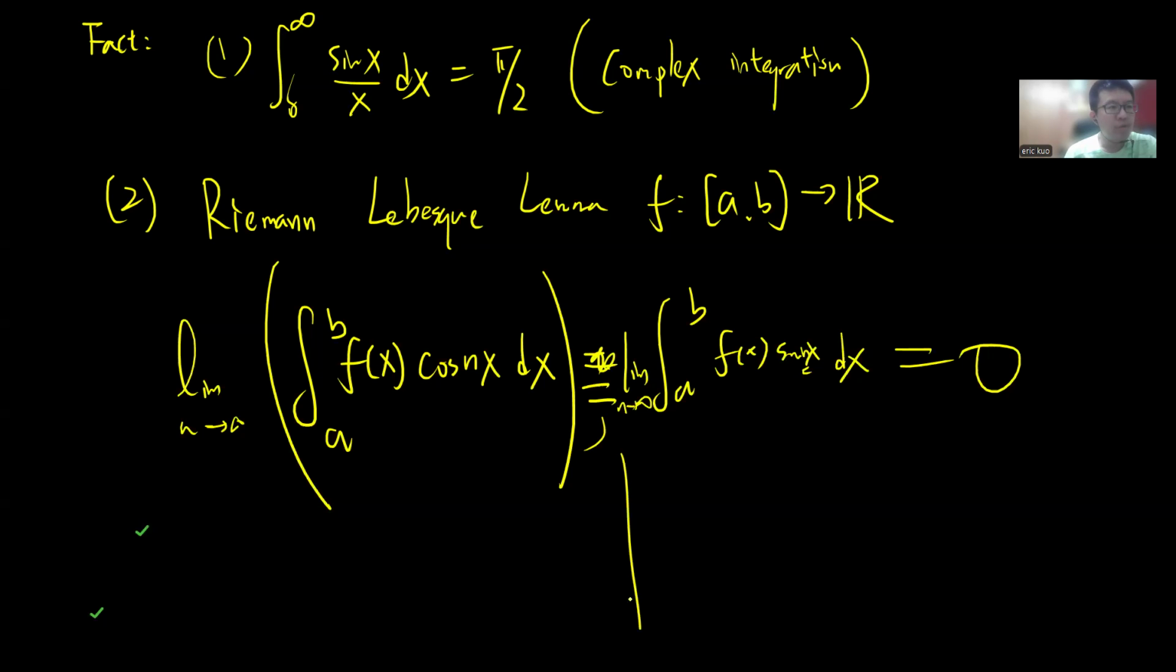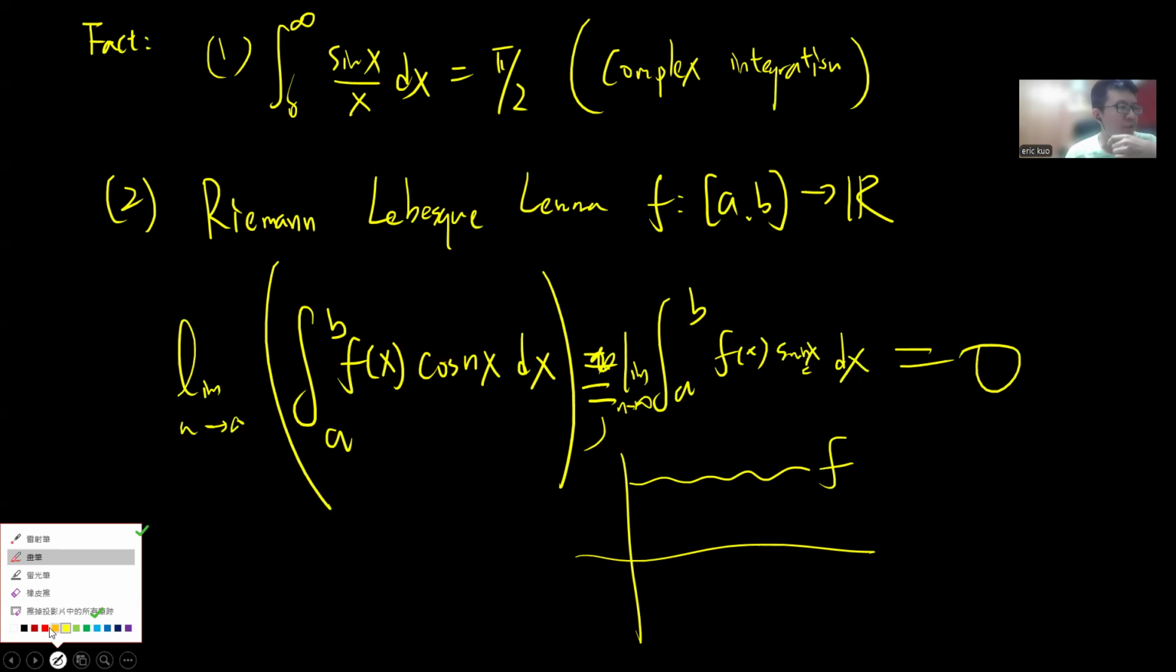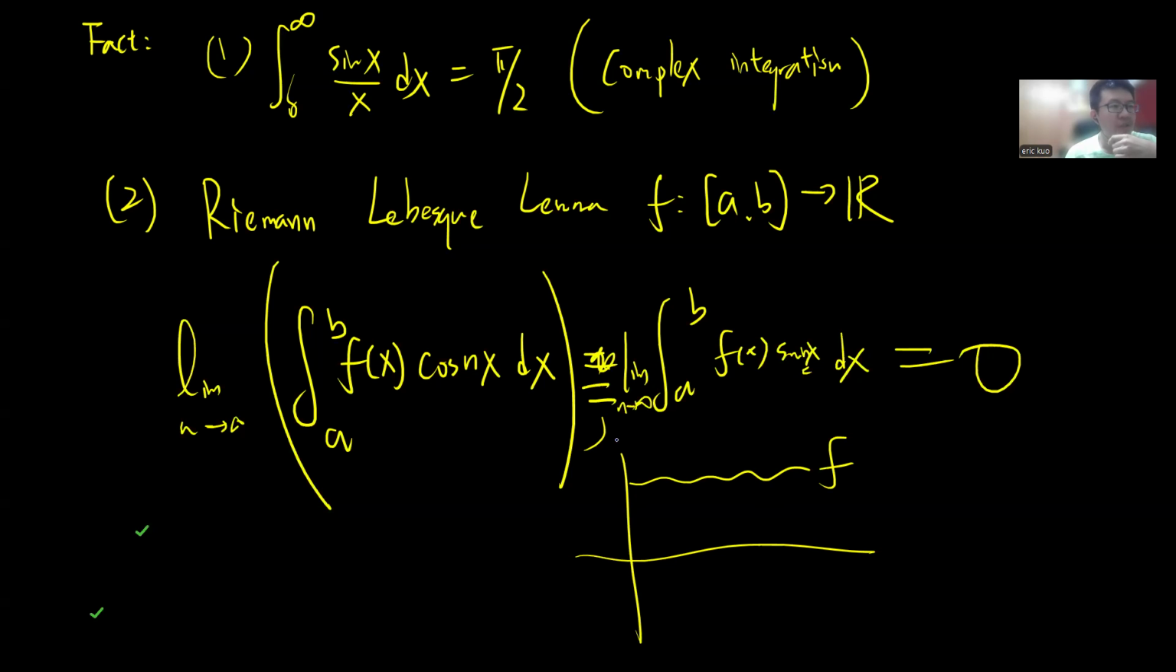Okay, so the intuition goes as the following. Let's say this is f, and then you multiply by sine. You multiply by sine, so this will give you the oscillation. Maybe you do this, so it's oscillation. And when this oscillation is very small, all of this becomes very random, so it should sum out to 0. Okay, so this is the intuition.